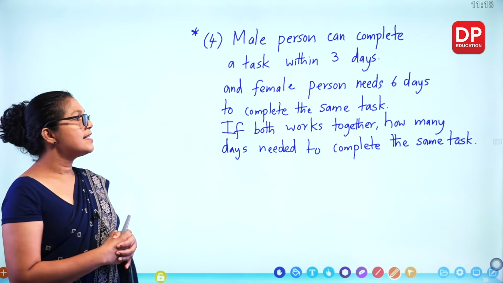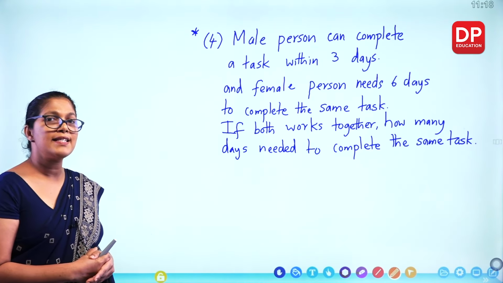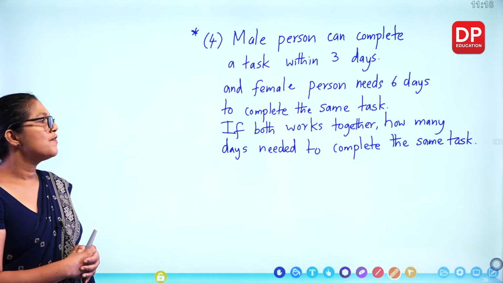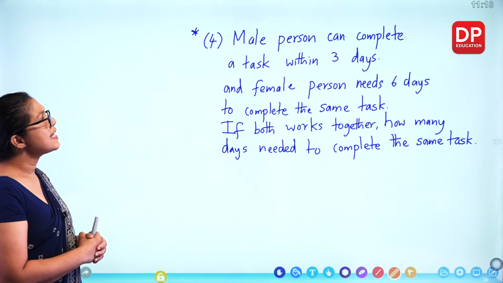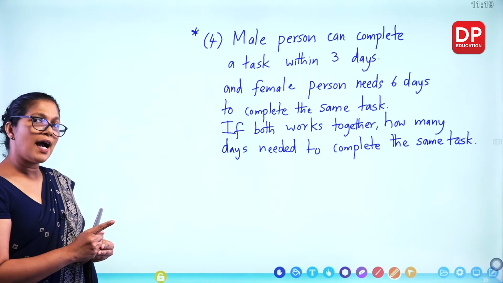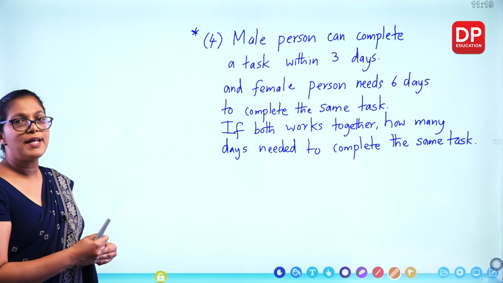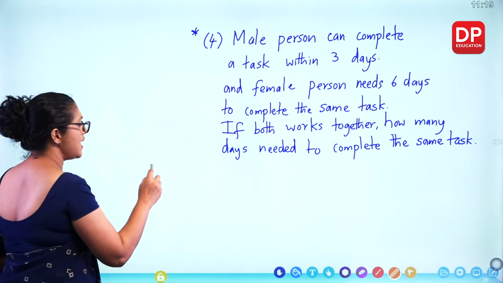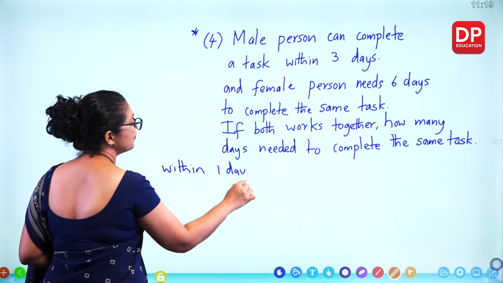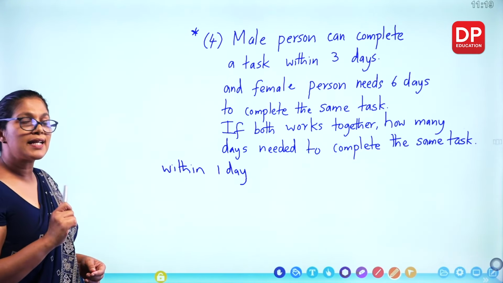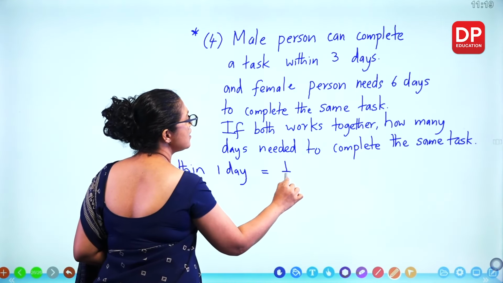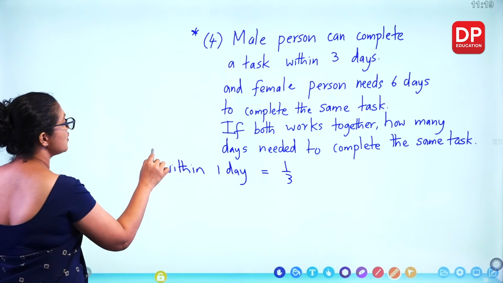So this question is slightly different. We can't use man days for this question. So we'll use another method to solve this problem. Okay, so if we take the male person to complete one task, he needs 3 days. So within 1 day, how much work can he complete? He can complete 1/3 of the work. So that's the male person.